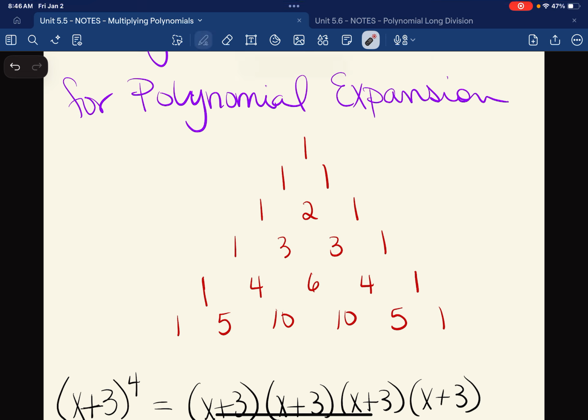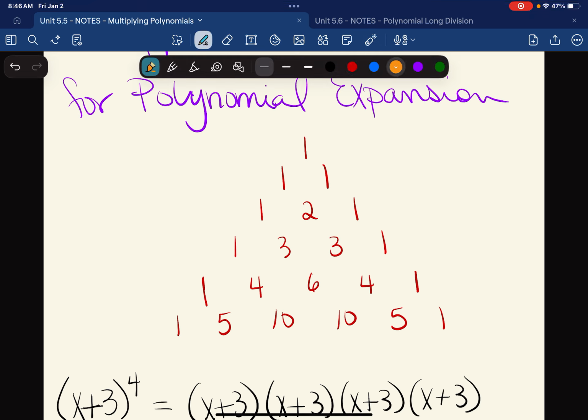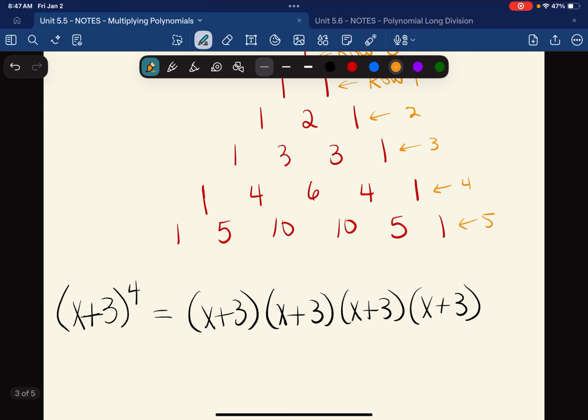Now, when you are labeling these rows, this top row we call row 0. It's not row 1, it's row 0. Now that's important. This is row 0. This is going to be row 1, row 2, 3, 4, 5, and so on. You could have infinitely many rows, okay? So because this problem that we have down here is (x + 3)^4, we are going to use row 4.